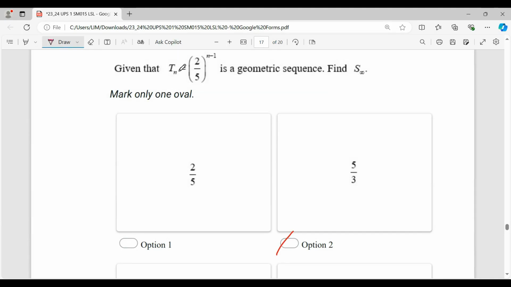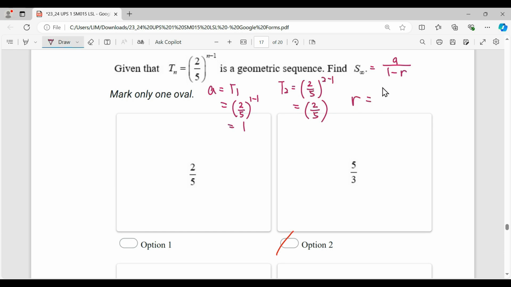Given that Tn is equal to (2 over 5) to the power n minus 1 is a geometric sequence, find the sum to infinity. The sum to infinity is a over 1 minus r. So a is equal to T1. So (2 over 5) to the power 1 minus 1, power 0, is equal to 1. Then I need to find r by using T2. So (2 over 5) to the power 2 minus 1 equals 2 over 5.